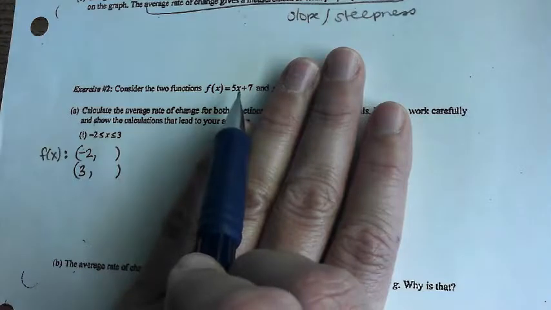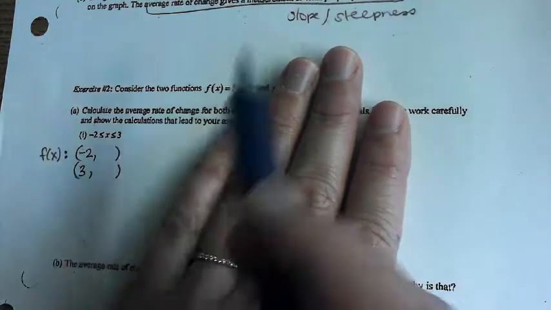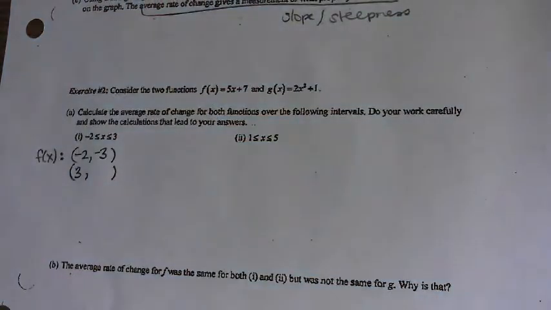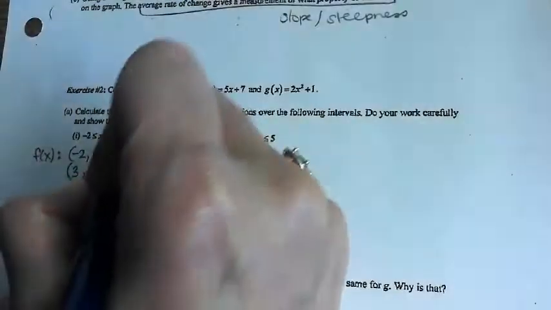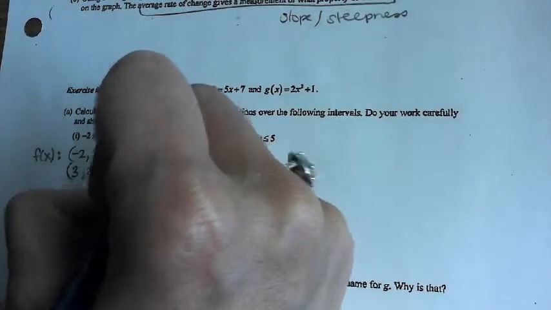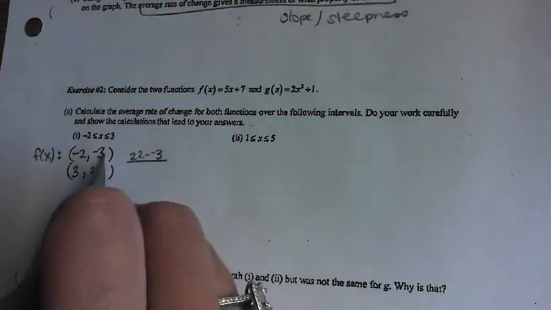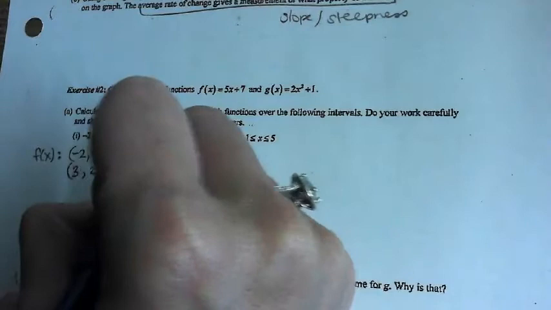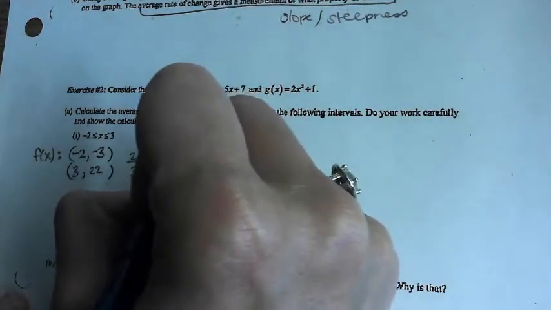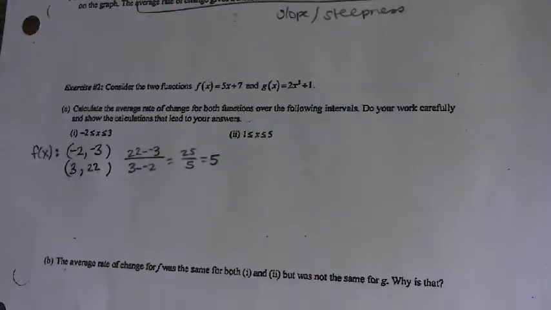So 5 times -2 is -10. -10 plus 7 is -3, to pair with the -2. When you plug in 3, you're going to get 15 plus 7, which is 22. And now just calculate the slope. 22 minus -3, that's y2 minus y1, over x2 minus x1, which is 3 minus -2. That's 25 over 5. That's a slope of 5.